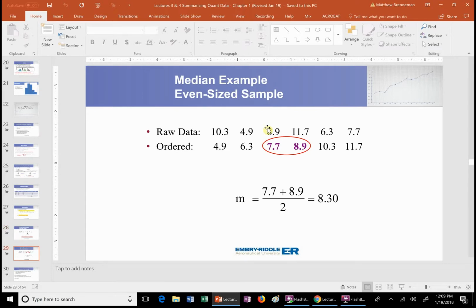Again, with an even number, you can see that when I order them, I have 2 middle values, 7.7 and 8.9. So what do we do? The common sense thing, I average them. So the median's 8.3.